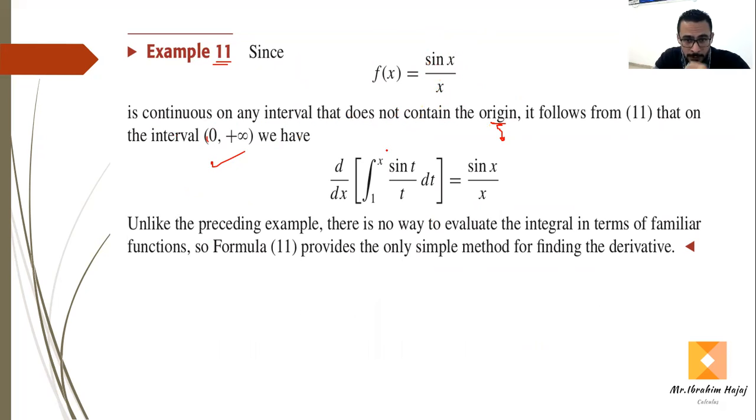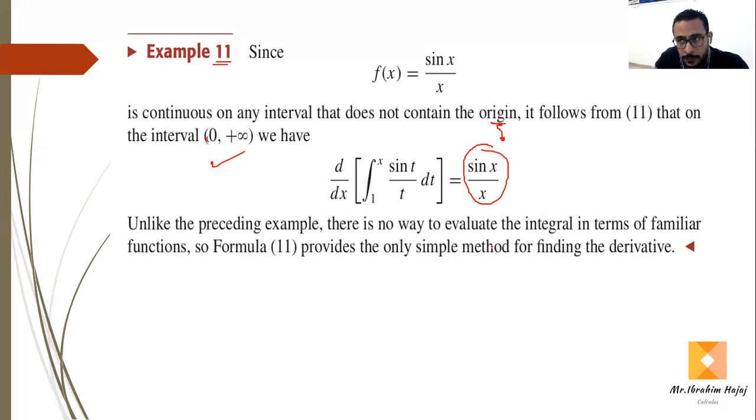It's an improper integral, Calculus 2. d over dx of the integral from 1 to x of sin t over t dt works, and 1 is far from zero. So it is simply sin x over x, and this is your answer.